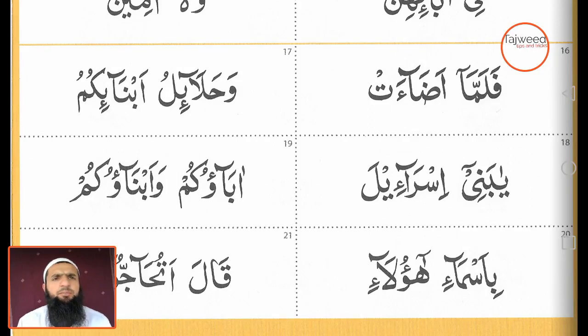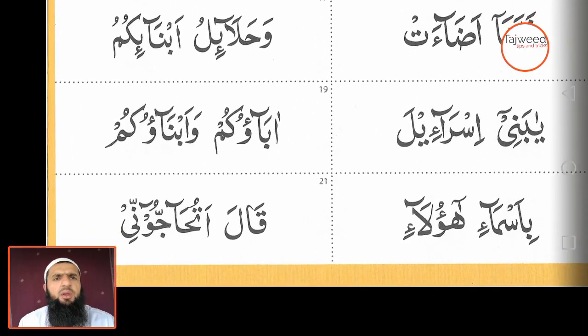Box 19. آباؤكم وأبناؤكم. Here you want to make sure that you're stretching both of them the same. It's tempting to stretch the first one properly and not stretch the second one enough. Box 20. بِأَسْمَاءِ هَؤُلَاءِ. Okay, so you've got the daddy stretch, mummy stretch, and then again daddy stretch at the end.